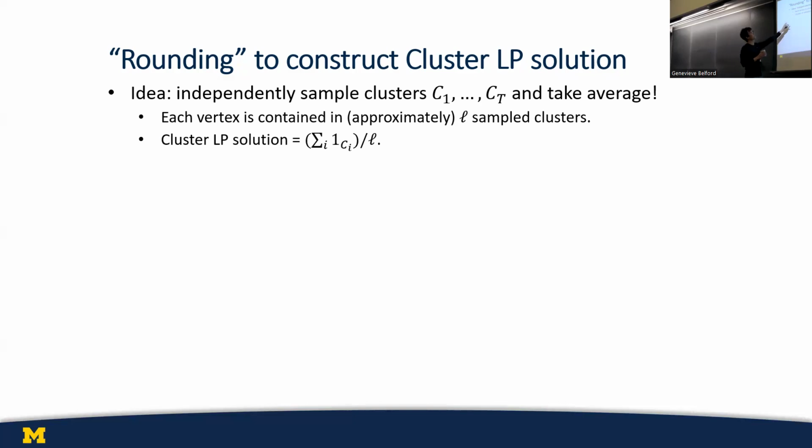Suppose that each vertex is contained in approximately L clusters. Then my final cluster LP solution is: let's add the indicator vectors of all the clusters that we sampled so far, and divide by L. That's exactly our cluster LP solution. Because if you remember the cluster LP, the only meaningful constraint was that each vertex belongs to exactly one cluster. In this case, if each vertex belongs to L sampled clusters, then by dividing by L we are ensuring that each vertex belongs fractionally to one cluster.